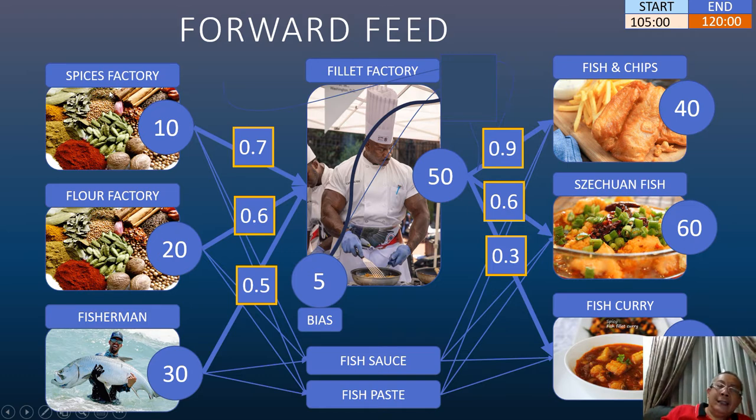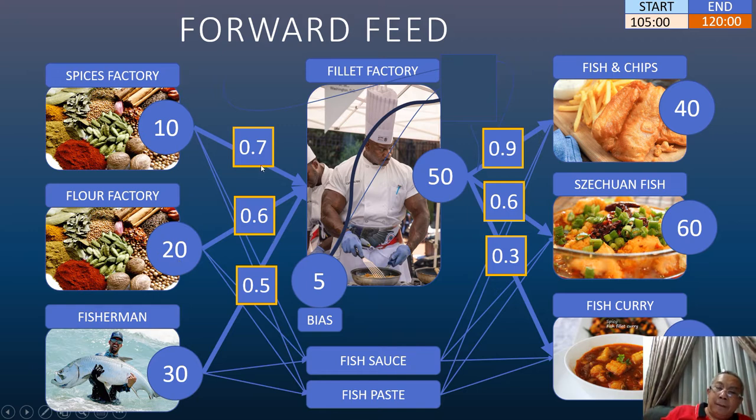So, let's say the spice factory's output to you is 10, okay? And the flour factory's output is 20. The fisherman's output is 30. 30 fish, for example, or 30 kg or whatever. Same thing with the other guys. So he sends this output to you. And he also sends the same output to the fish sauce and fish paste factories. Okay? So in a simple neural network, they will send the same output to everybody connected to them.